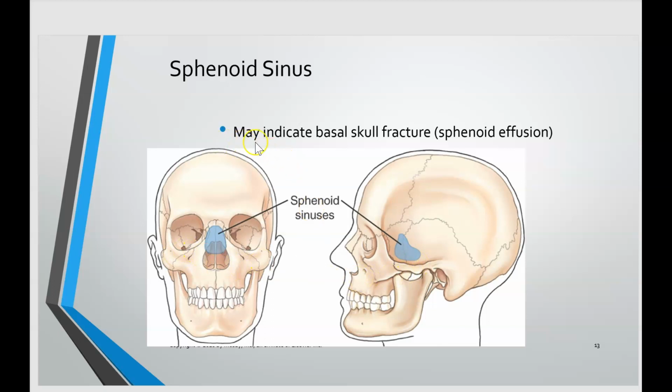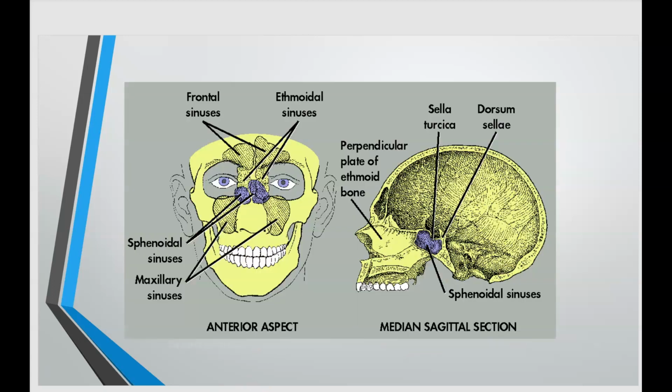Now look at this. They may indicate a basal skull fracture. So one of the things we're going to learn today about sinus imaging is you have to use a horizontal ray, and you should always have your patient upright, and that is to show air fluid levels, okay? That's important when we are talking about any kind of trauma or fractures where blood might be filling those sinus cavities.